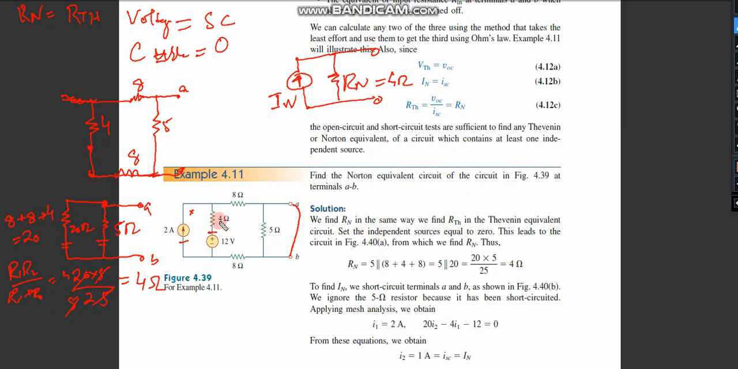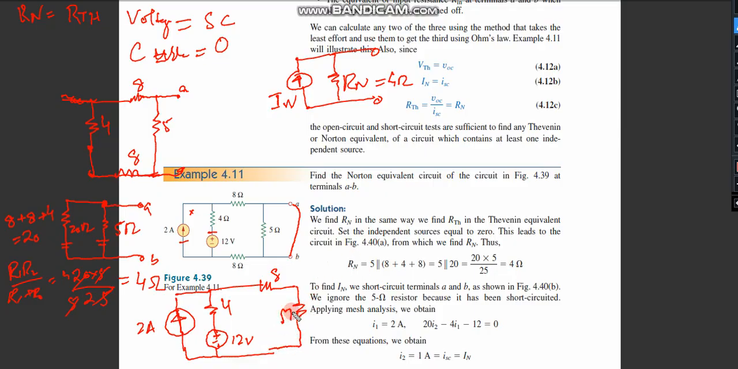Remember, to do that, my circuit becomes what? This is the 2 ampere current, then I have 4 ohms. Then remember this voltage source, I would write this as it is. I cannot remove it now. This is 12 volts. Then I have an 8 ohm resistance, and then 5 ohms resistance over here. And then I have a short circuit like this one.